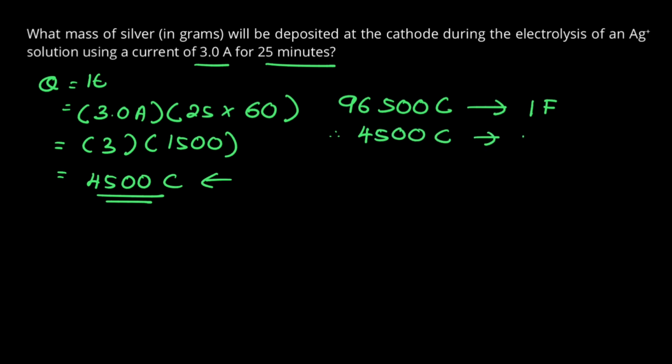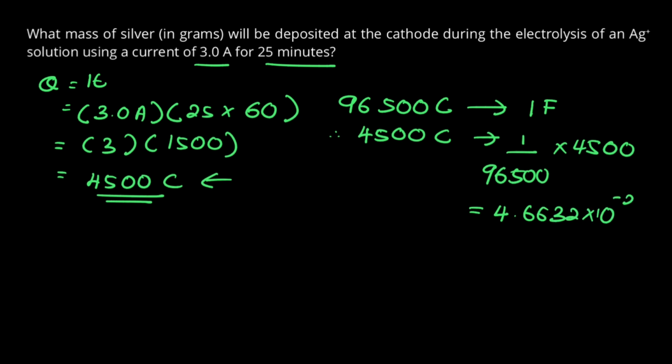So you need to convert this. So 1 over 96500 times 4500. So your answer should be equivalent to 4.6632 times 10 to the power of negative 2 Faraday. So this is the unit that we want.